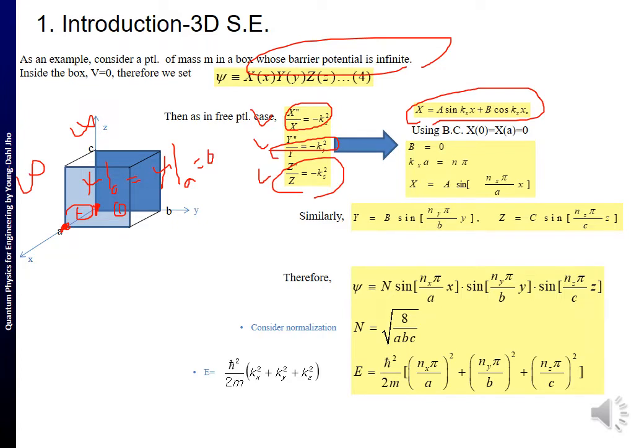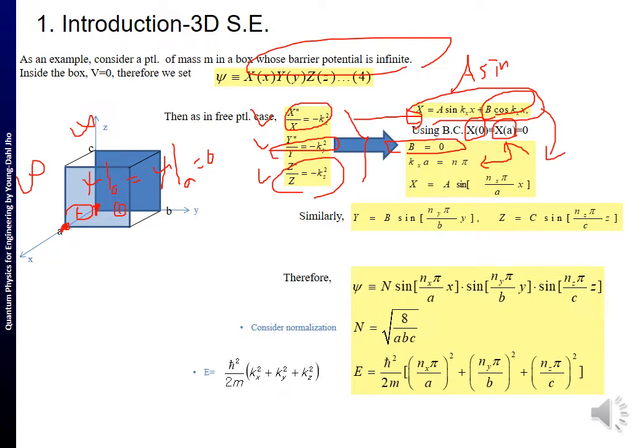Inside, we are just the same as the case of a free particle. That's why we use the previous equation. So for x, the generalized solution is given here, and we apply the boundary condition. At x equals 0 and at x equals a, it should be 0. At x equals 0, we only have the B cosine part, so B should be 0.